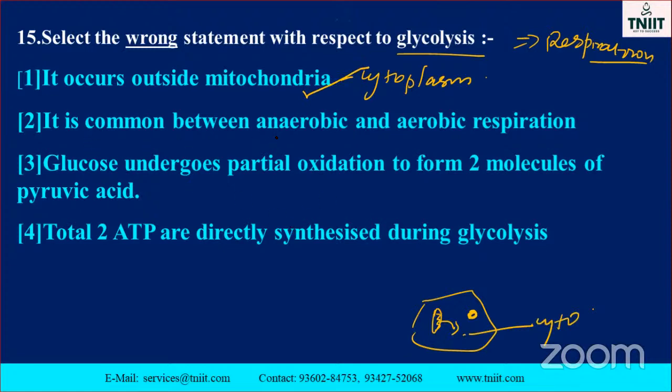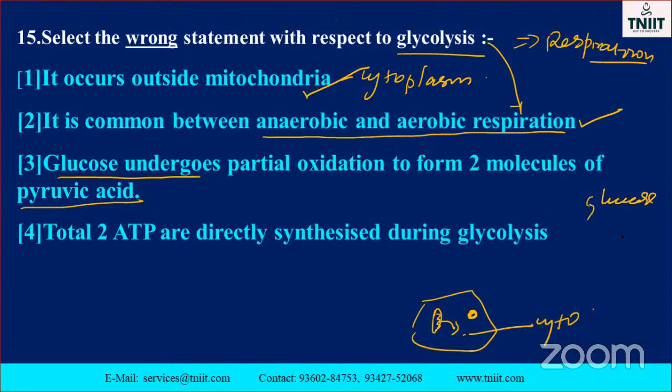It is common between anaerobic and aerobic respiration. Yes, both respirations are very important for glycolysis. So this is also a correct one. Glucose undergoes partial oxidation to form 2 molecules of pyruvic acid. Already you know about glycolysis. The end point is the glucose molecule, 6 carbon, is converted into 2, 3-carbon molecules. What is that? Pyruvic acid. So this is also a correct one.